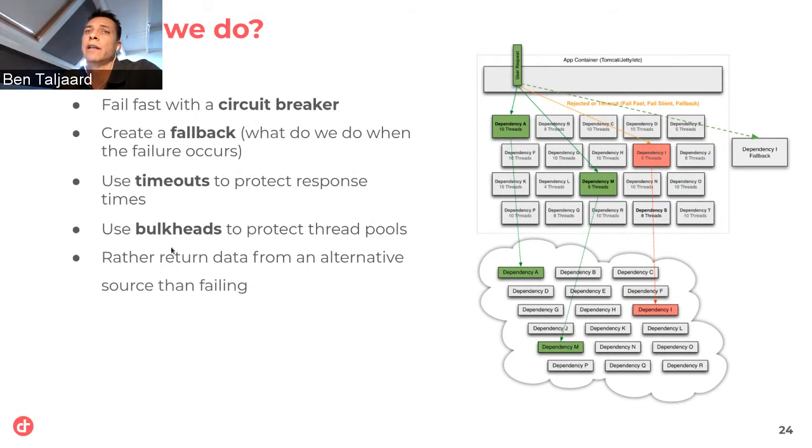It's also important that we rather return some sort of data from an alternative source when we are failing, instead of just returning an error message. Sometimes that's useful, but typically we would rather say, well, if we can't get stock information, rather tell the customer where their closest store is, for example, to go and buy some products.